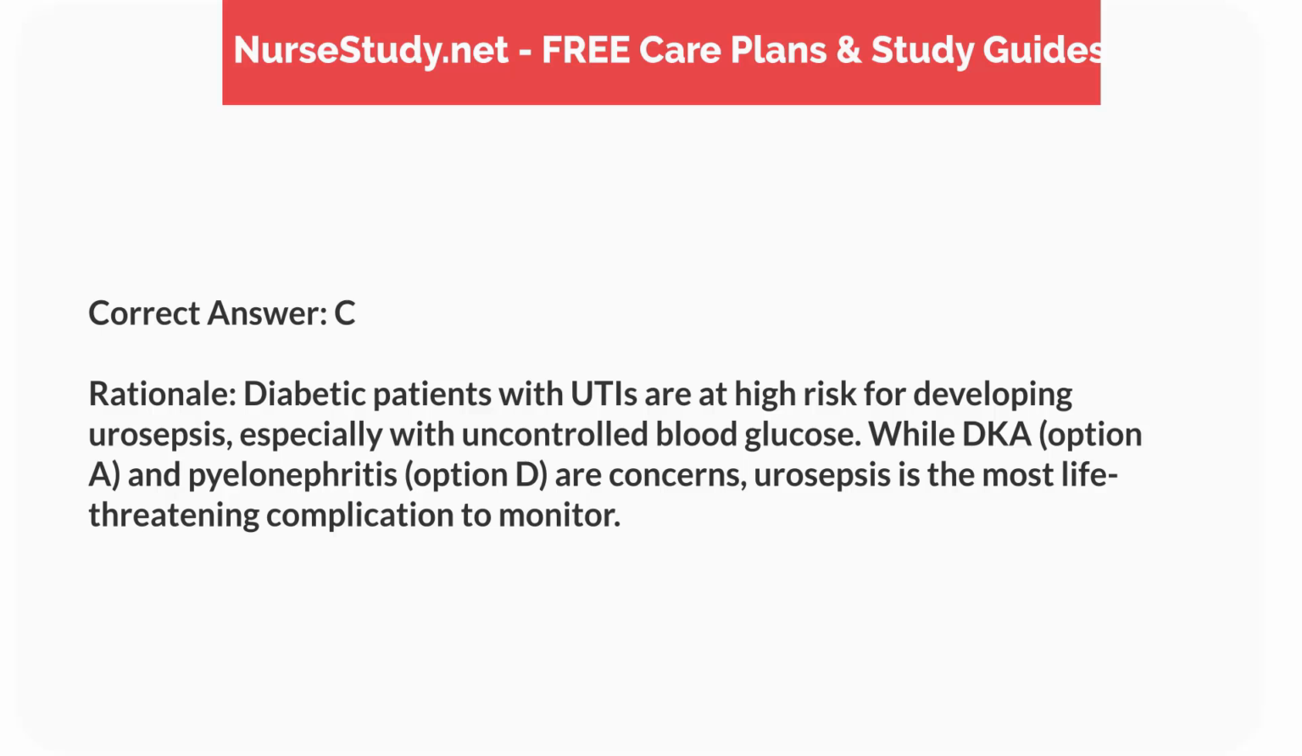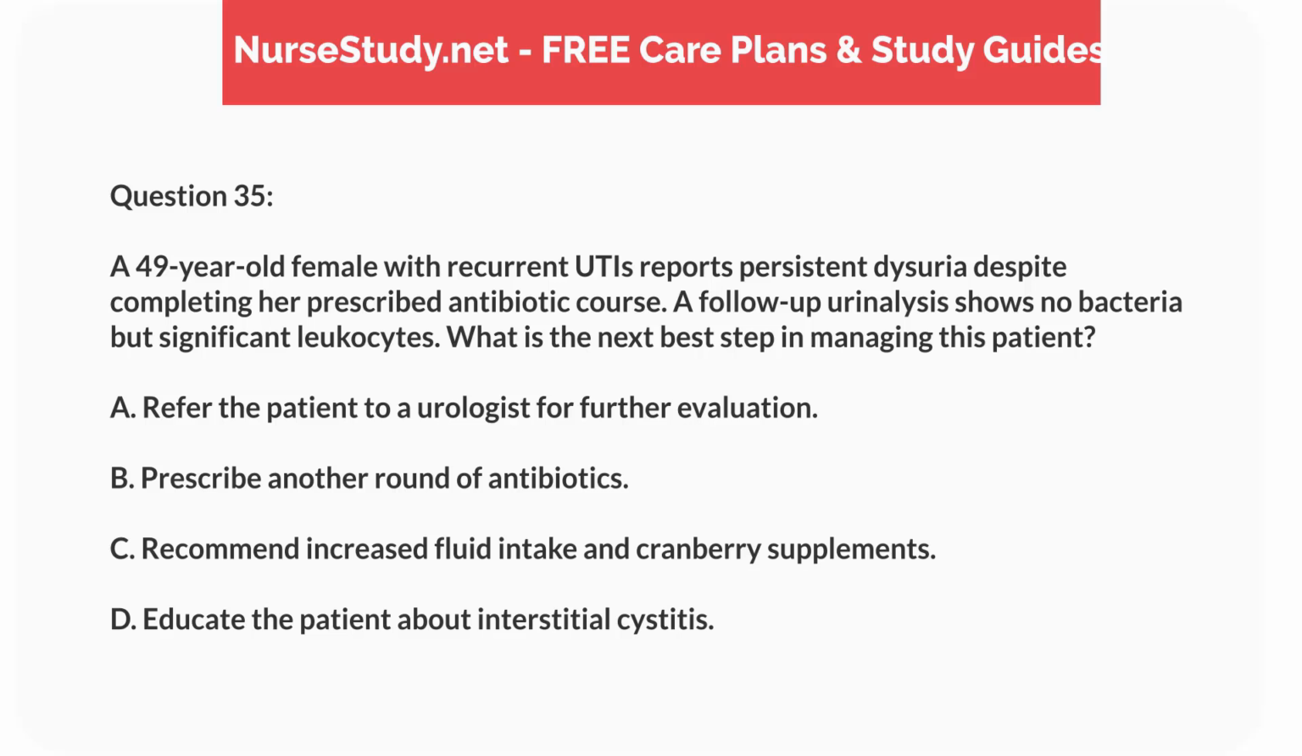While DKA, option A, and pyelonephritis, option D, are concerns, urosepsis is the most life-threatening complication to monitor. Question 35. A 49-year-old female with recurrent UTIs reports persistent dysuria despite completing her prescribed antibiotic course. A follow-up urinalysis shows no bacteria but significant leukocytes. What is the next best step in managing this patient?